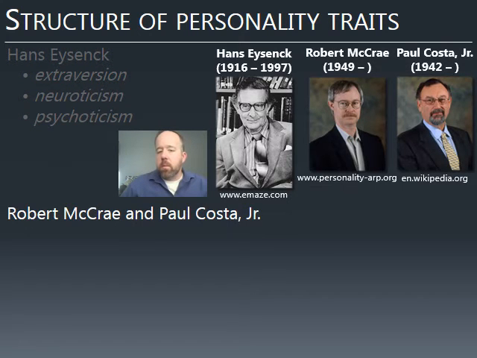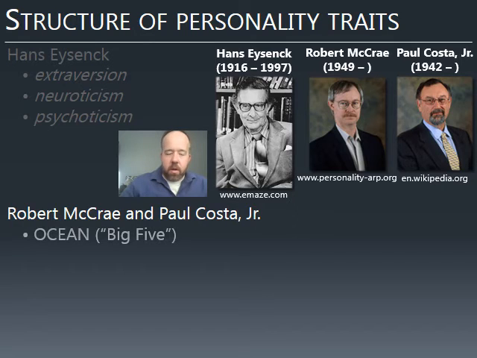Now later, two more trait theorists come along, and they are Robert McCrae and Paul Costa Jr. And they came up with what is often referred to as the Big Five, or the five-factor theory. It's often referred to by the acronym OCEAN, which is a word that has the initials of the five personality traits. And this is probably the most popular personality approach in psychology today. This is a more modern approach. As we'll see, both McCrae and Costa are still alive, which differentiates them from all the theorists we've talked about so far.